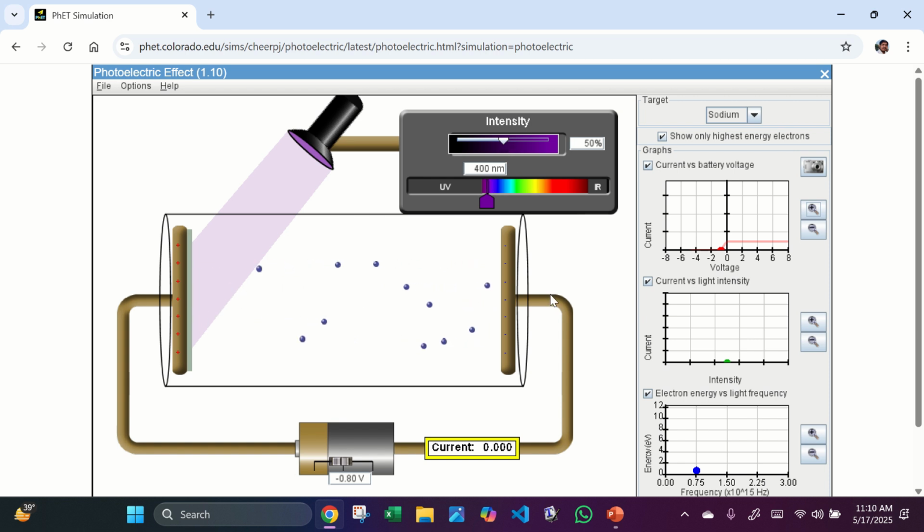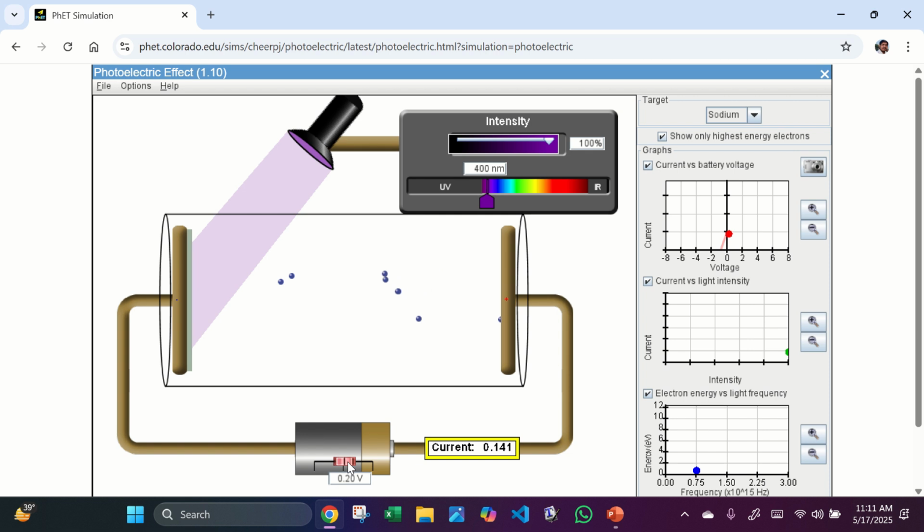Let's increase the current here, or you can say more current. Let's make it 100. Of course more electrons are coming from this, but more electrons will not change the stopping potential.